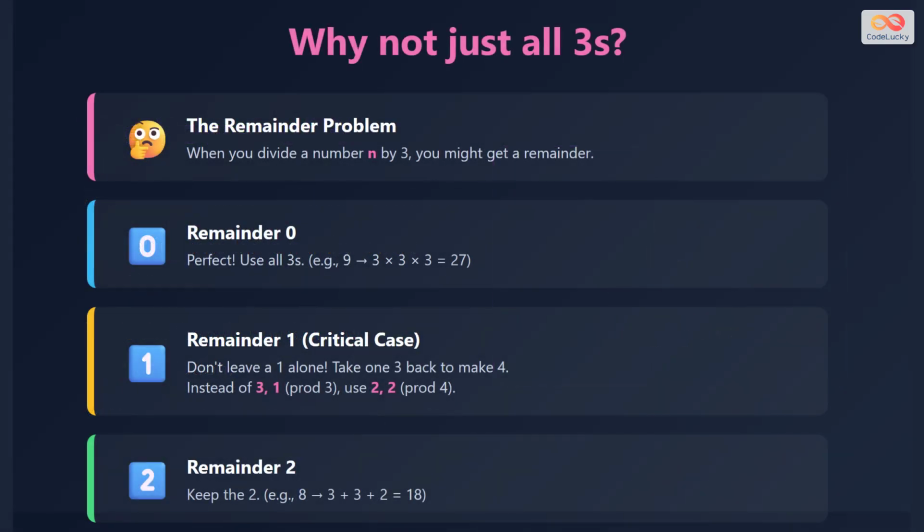So should we just divide everything into 3s? Almost. We have to handle remainders. If the number divides perfectly by 3, great. If we have a remainder of 2, we keep that 2 because 2 is fine. But if we have a remainder of 1, that's a problem. A 3 and a 1 multiply to 3, but if we recombine them into two 2's, they multiply to 4. So we never leave a remainder of 1.